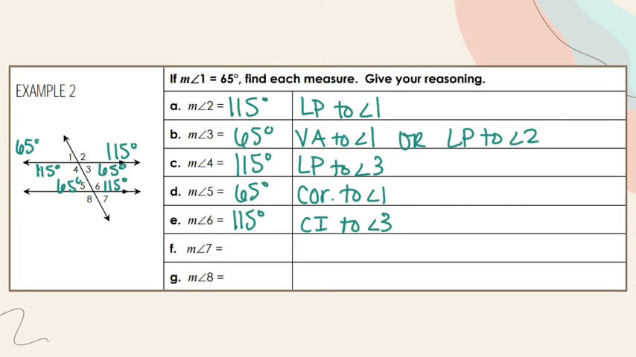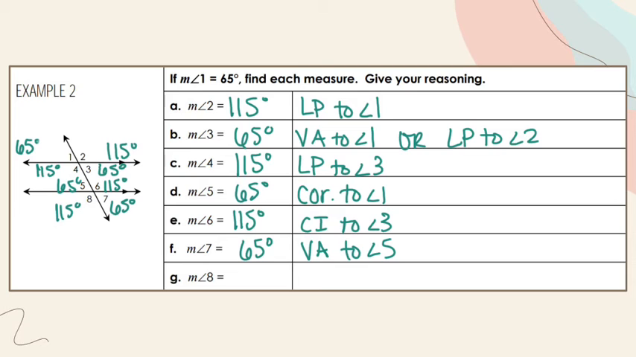Angle 7 is going to be 65 degrees. Let's say that it's because it's a vertical angle to angle 5. It could have also been a linear pair with 6, or it could be corresponding to 3, consecutive exterior to 2, alternate exterior to 1. All of these are valid reasons that the measure of angle 7 would be 65 degrees.